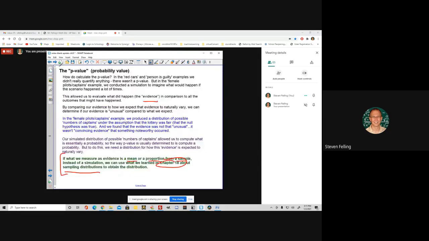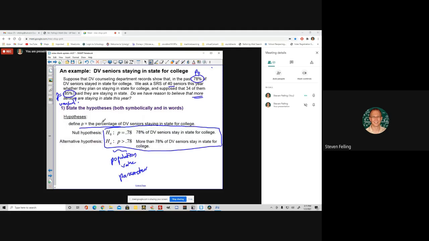Going back to the hypotheses, we said, given that this is true, there's a 14% chance of us having 85%. So we failed to reject this. We still think this is true. But the way we say it is, we do not have sufficient evidence to conclude that more than 78% of the seniors are staying in state. And that's it. That's how a hypothesis test is done.